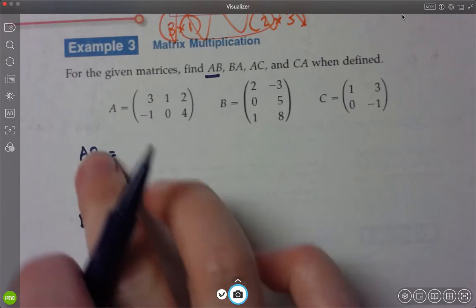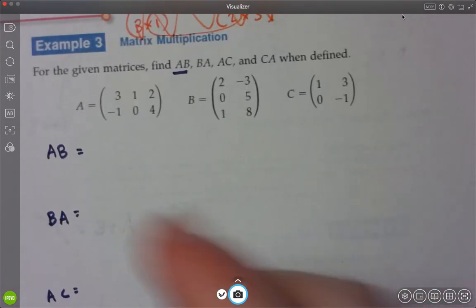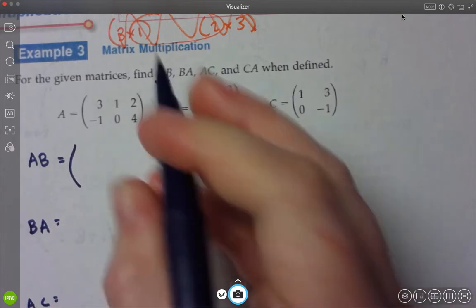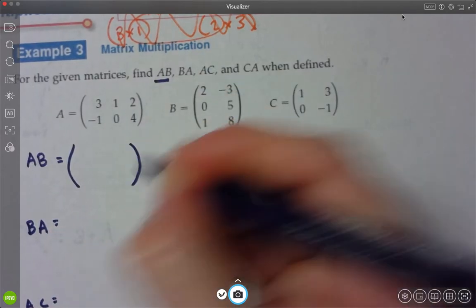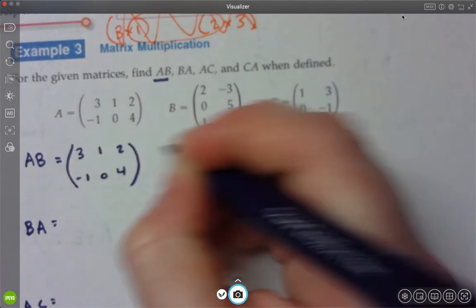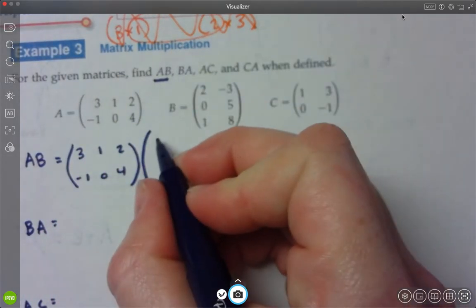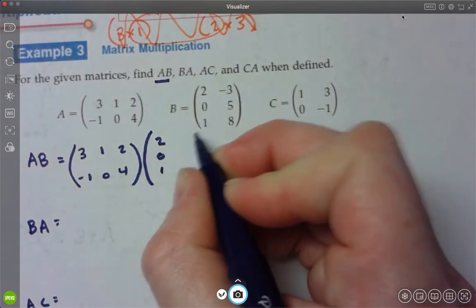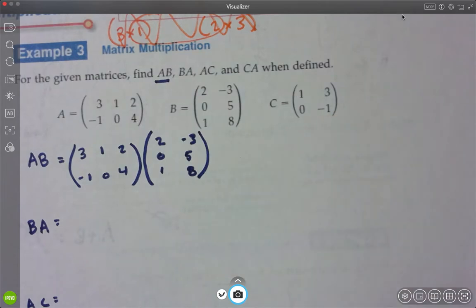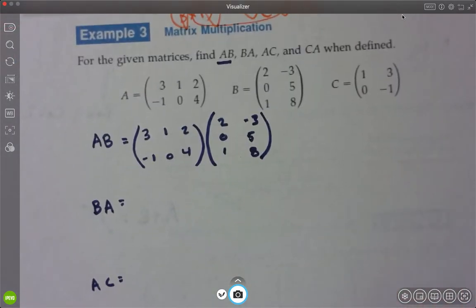We're just going to do AB all the way across here, and I'll show you how it looks. The first thing I'm going to do is rewrite A and B together. So 3, 1, 2, negative 1, 0, 4. I'm just going to rewrite it. And this is 2, 0, 1, negative 3, 5, 8. Okay, so that's what it's going to look like. So A times B.